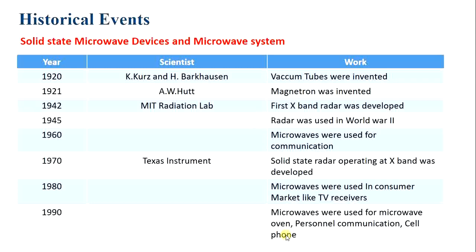In 1960s, microwaves were used for communication purpose. In 1970s, Texas Instruments developed the solid state radar operating at X band. In 1980, microwaves were used in the consumer market like the TV receivers, and in 1990, microwaves were used for microwave oven, personal communication, and cell phones. Until now, there are various applications of microwaves that we have discussed previously.